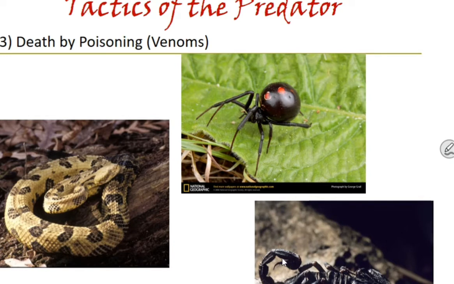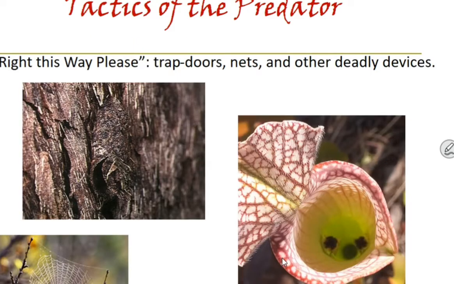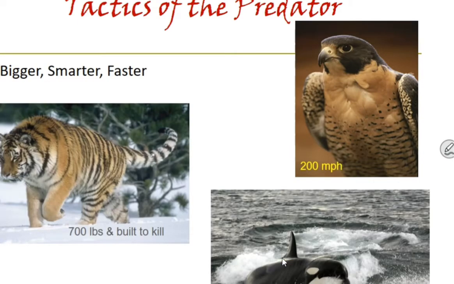So venom is like, I have venom and I use it on you to paralyze my prey. Poison is, I'm poisonous and if you eat me, you will die. That's the difference between the two. So predators use venom. And then having traps, like a spider web is a trap.